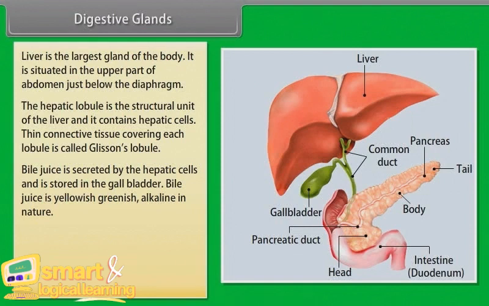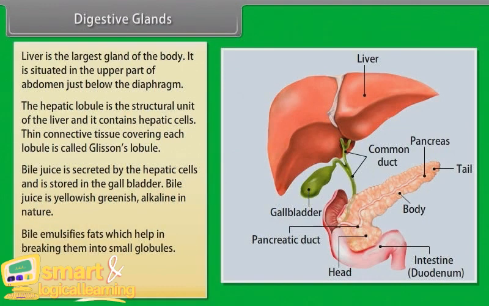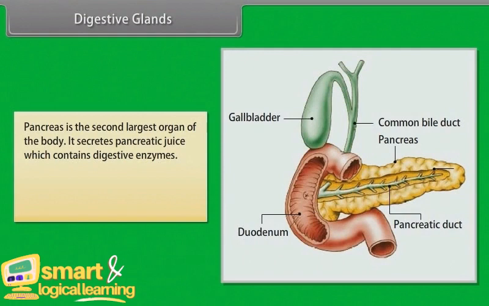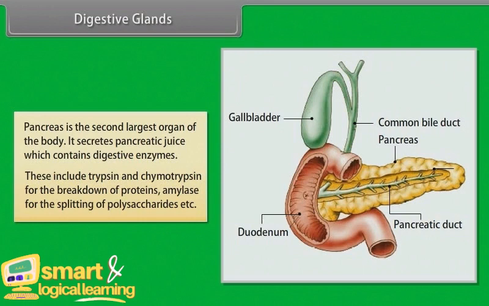Bile juice is yellowish-greenish and alkaline in nature. Bile emulsifies fats, which helps in breaking them into small globules. The duct of the gallbladder and the hepatic duct form the common bile duct. Pancreas is the second largest gland of the body. It secretes pancreatic juice which contains digestive enzymes. These include trypsin and chymotrypsin for the breakdown of protein, amylase for the splitting of polysaccharides, etc.